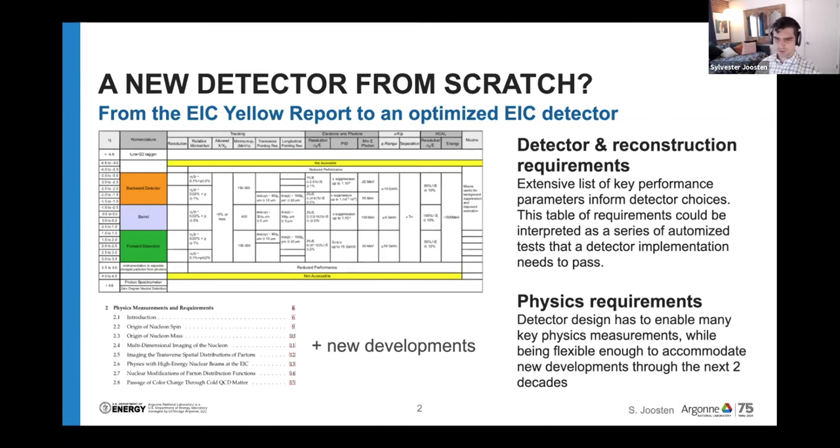to really try to converge on a detector that fits all of these performance parameters. Of course, besides the easily quantifiable ones, we also have a series of physics requirements. On the left, I show the index of the main physics topics covered in the Yellow Report, as well as many new developments that are happening and will happen in the next 10 years before EIC starts and will keep happening while EIC is running. So, really, the key here is to design a detector that is able to take many key physics measurements while being flexible enough to accommodate new developments that could completely change the scope of the physics we're doing with this detector throughout the next couple of decades.